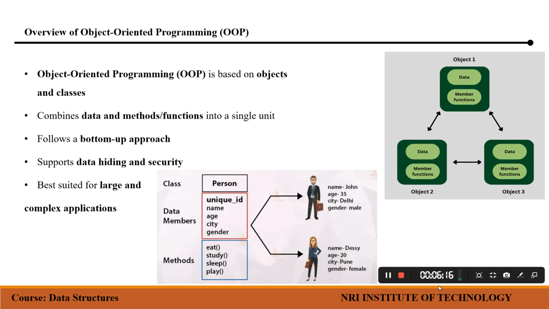So you can see the example here. There are two objects with different attribute values in the characteristics. Name John, age 35, city Delhi, gender male. And coming to the other object, the name is Desi, age 20, city Pune, gender female. The values are different, but they have the same features with different values.